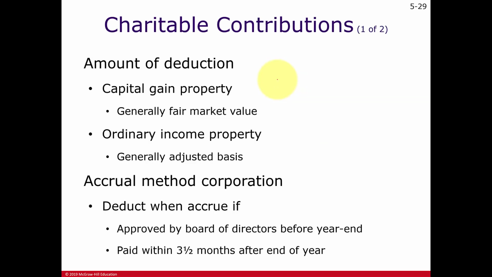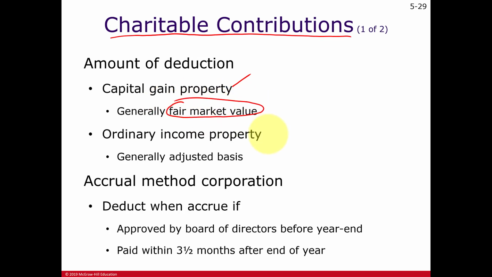Let's take a look at another timing difference, another temporary difference between book and tax, and that's charitable contributions. In the case of the income statement, you deduct the whole thing. In the case of taxes, there are limitations. So you're deducting most times either a cash contribution, or if it's capital gain property, you're deducting the fair market value of the property.